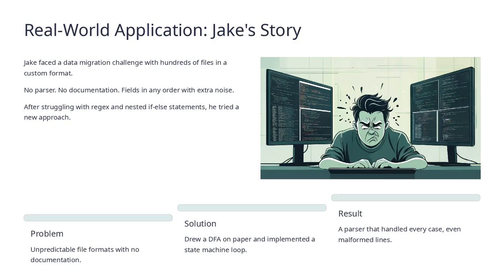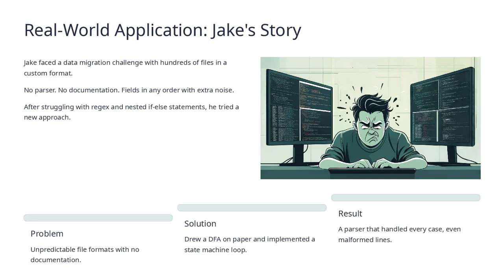Additionally, you will have written a brief explanation of how the extended transition function delta hat processes this input string through the automaton. Jake was working on a data migration project for a logistics company. They had hundreds of exported files in a weird custom tracking format. There was no official parser for it, no open standard, no documentation, and the fields could appear in any order, sometimes with extra noise. Initially, Jake tried using Regex and split functions.